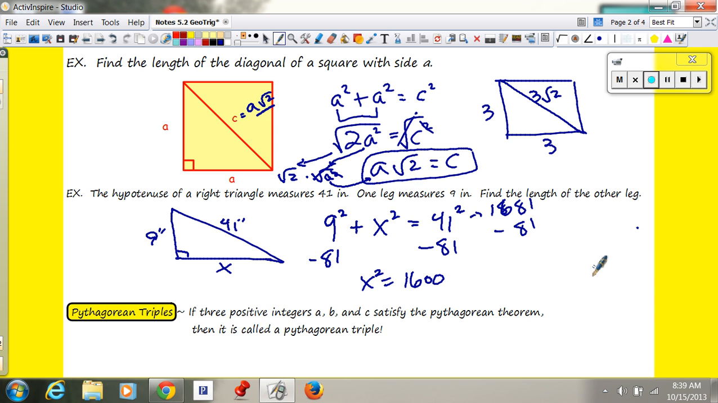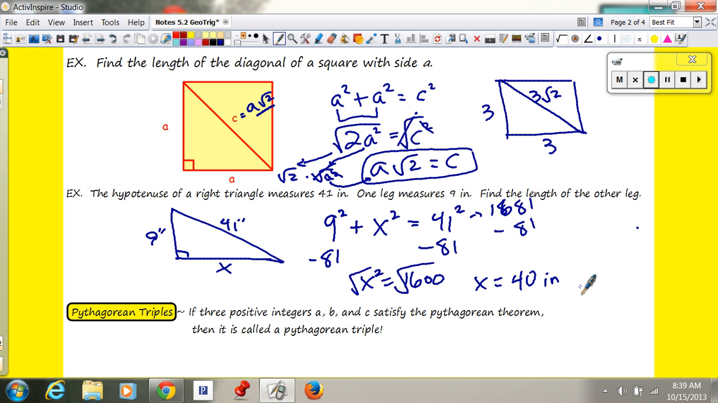That's going to come out nicely, huh? When you square root both sides, what are you going to get for your x? 40. Good. 40 times 40 is 1600. So that would be 40 inches. That would be the length of your other leg.